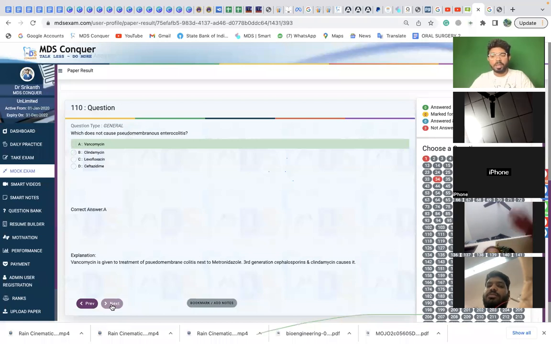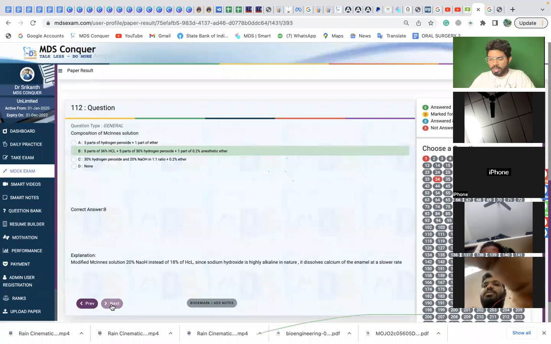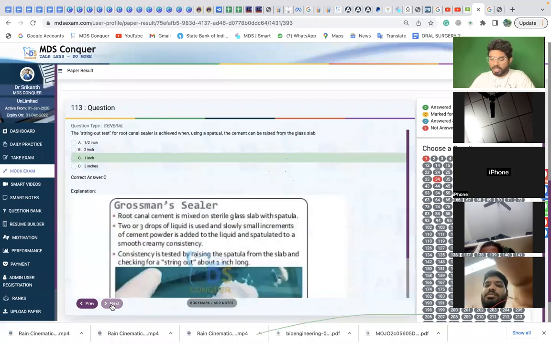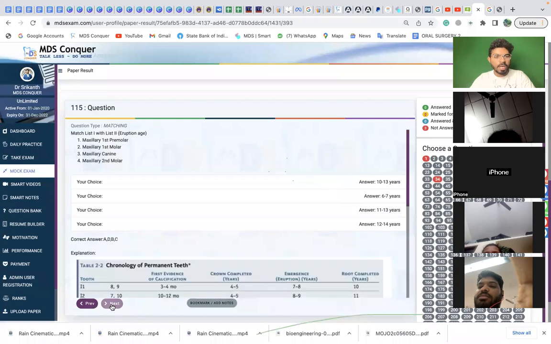If you know the proper meaning of this colitis, there were 4 or 5 questions straight away on this, a very important topic. Thickness of rubber dam, I told you to check. This table is already there in your PP books also. McCain's solution is already there in PP books, very important. String out test was discussed on your WhatsApp activity in the last 15 days. Chrome hue, everything was discussed on your WhatsApp activity.